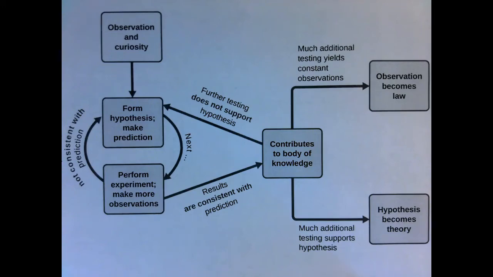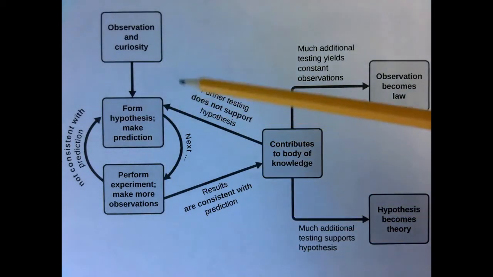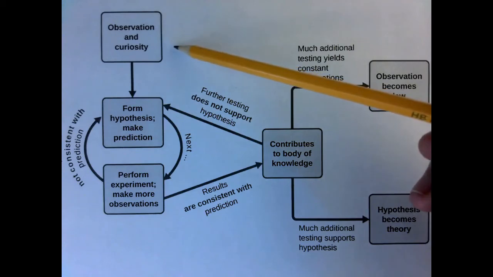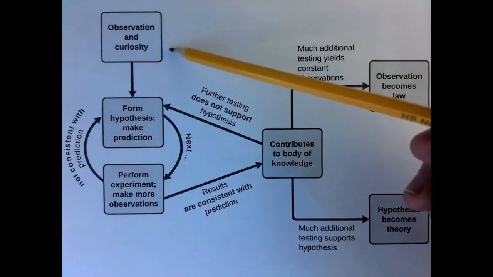I think that this diagram really does a good job of explaining the scientific method, but there's a lot going on here. So I really want to just walk you guys through it a little bit here. And basically, the beginning of the scientific method is all about observation and curiosity. You saw something and you wanted to know how exactly does that work.